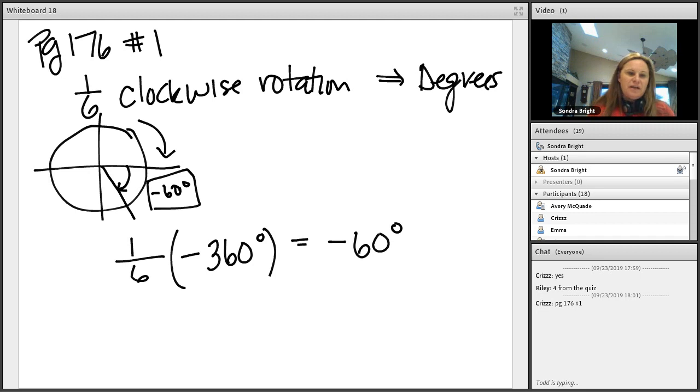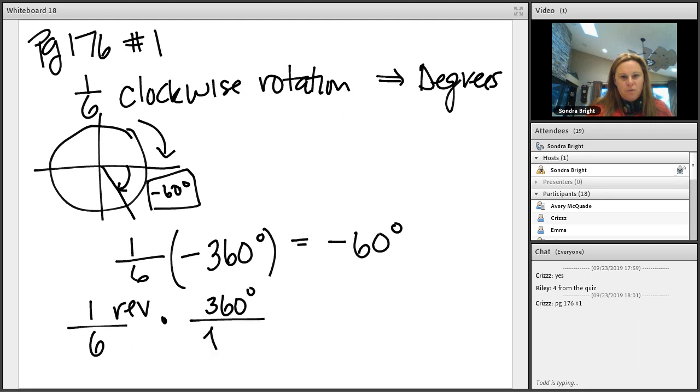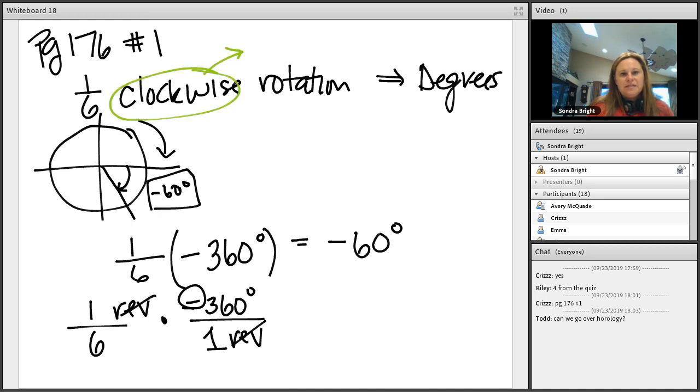I guess I could have written it as 1/6 of a revolution, and then you're converting it to 360 degrees in 1 revolution if you want to, and so the revs cancel. You want negative because of the clockwise, so clockwise tells you it's going to be a negative angle. Clockwise is a negative angle. And then counterclockwise is going to be positive angle.